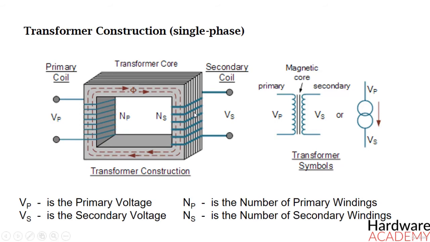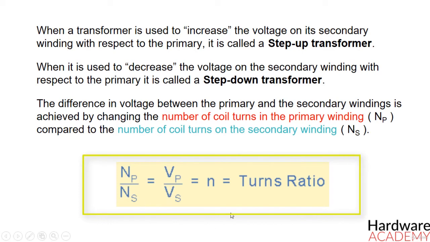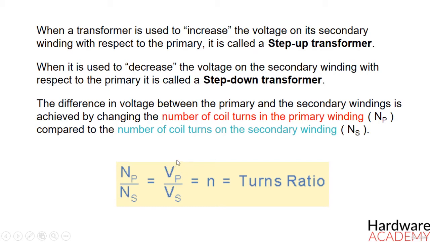Well, the difference in voltage between the primary and the secondary windings is achieved by changing the number of coil turns in the primary winding compared to the number of coil turns on the secondary winding. As you can see in this equation here, the number of turns on the primary over the number of turns on the secondary is equal to the voltage on the primary over the voltage on the secondary. And if we know this, we can simply say that the turn ratio is equal to the voltage ratio, right?